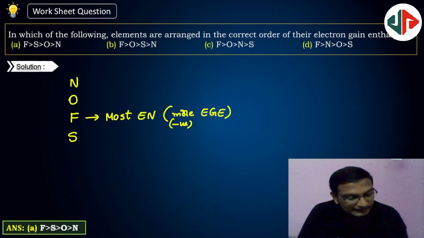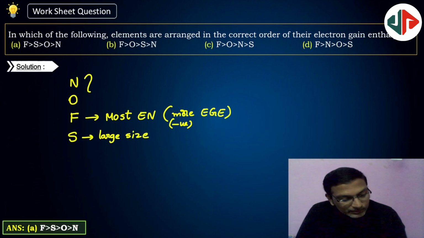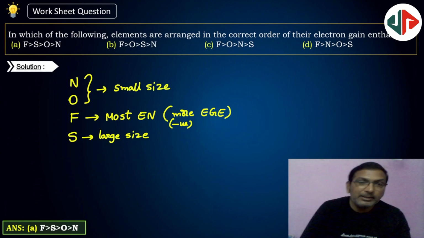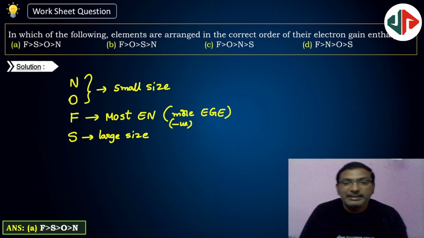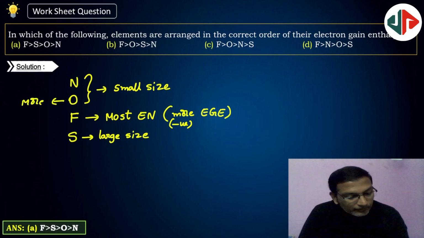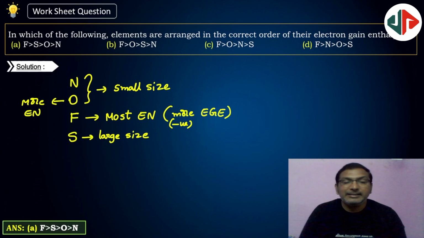So after that, sulfur has large size and these two are small. So nitrogen and oxygen, due to small size, cannot accept electrons easily. So when compared to N and O, sulfur can accept. Next, between N and O, oxygen is more electronegative. Therefore, oxygen can accept electrons easily.